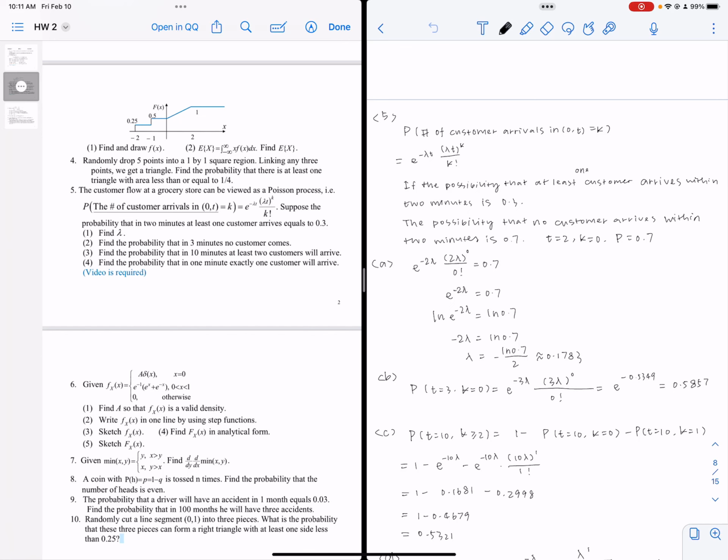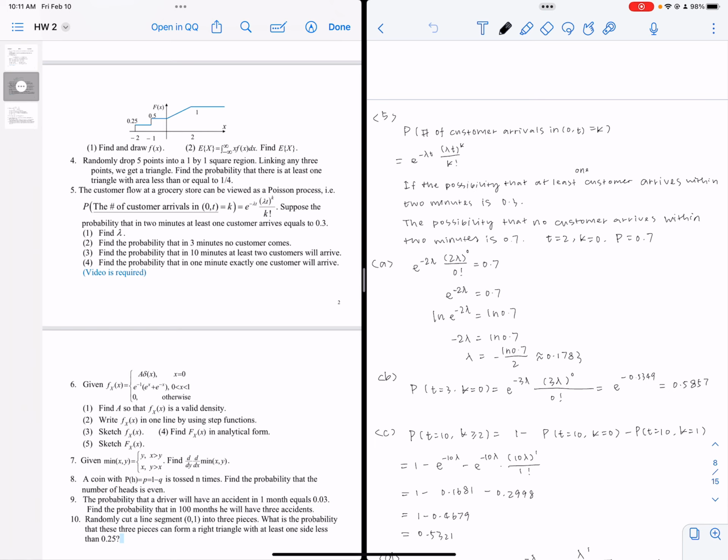Question number 5. The customer flow at a grocery store can be viewed as a Poisson process. And we're given the probability that the number of customer arrivals in the first t minutes equals k. And here's the formula to calculate that probability. And now we know the probability that in 2 minutes at least one customer arrives equals 0.3.